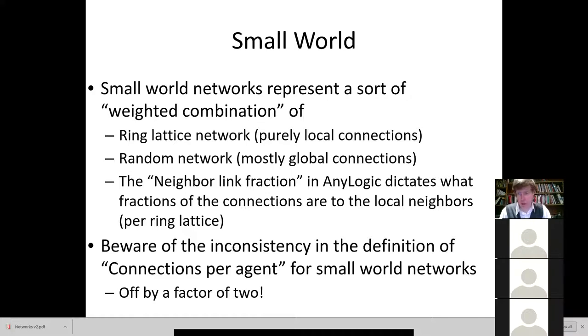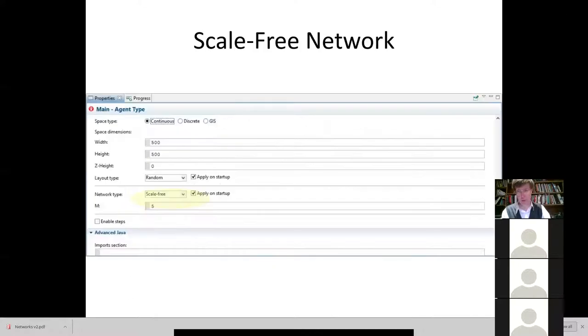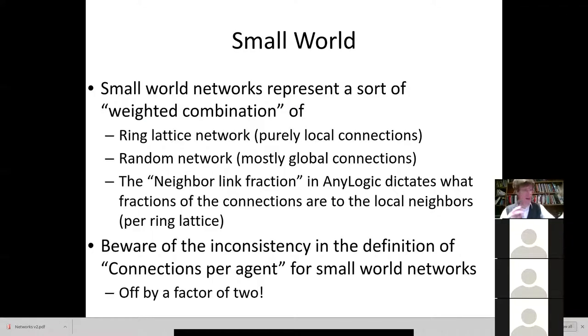Sorry, not 2D locality. We'll come back to that. Small world is a combination of the first two that we've just seen. On the one hand, we have a Poisson random network, where a pair of people is connected with a certain probability, with no locality. On the other hand, a ring lattice, where two people are connected purely based on their locality, if they happen to be neighbors within a certain distance of each other. A small world is a weighted combination.